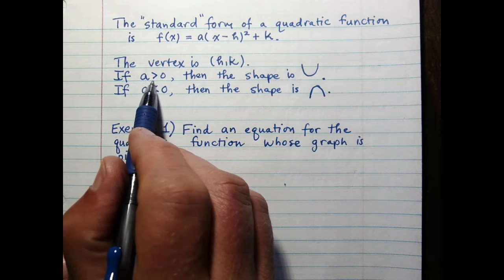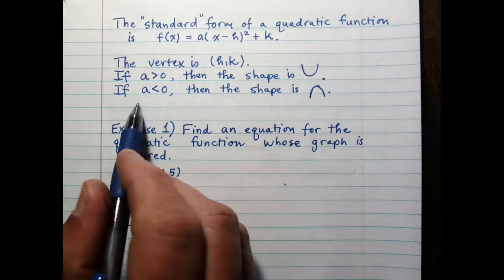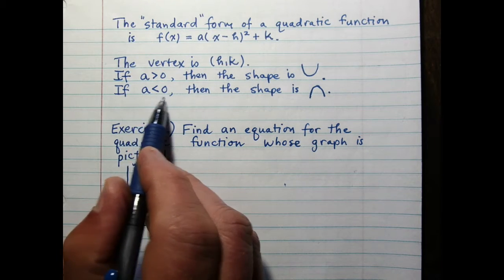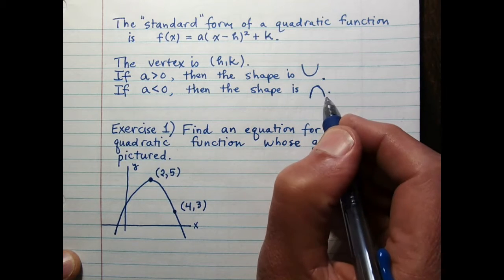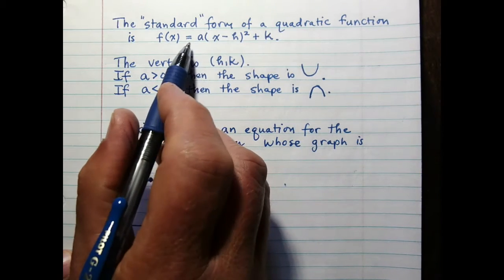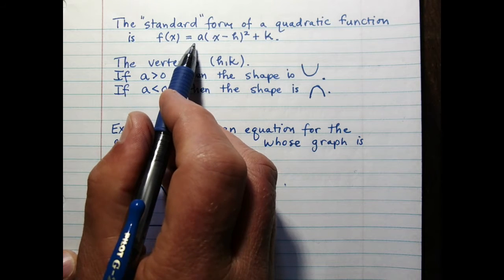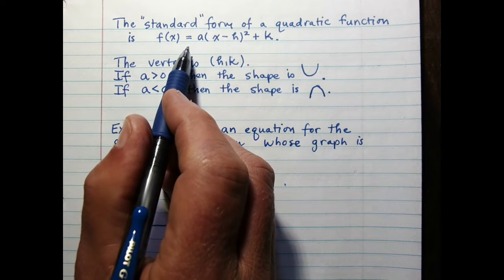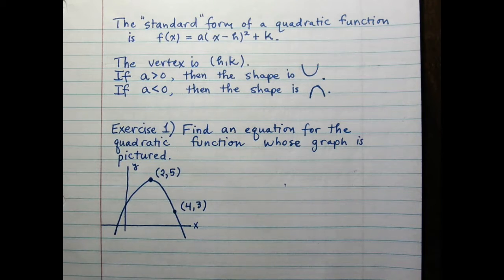And also, if a is greater than 0, then the shape of the graph is a U-shape. But if a is less than 0, if a is negative, then the shape is like an overturned U, because when a is negative, we'd have a transformation of reflecting through the x-axis. So the parabola gets flipped through the x-axis.